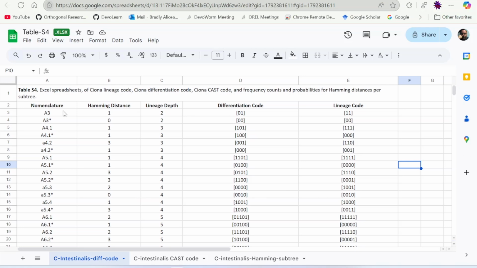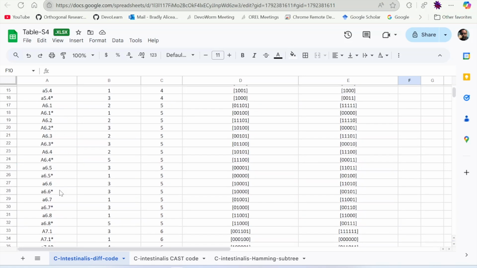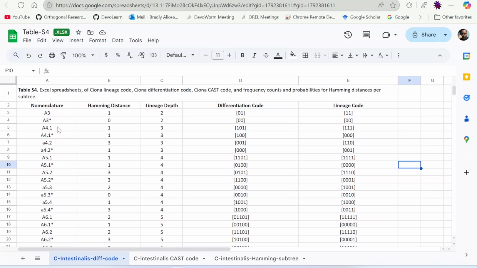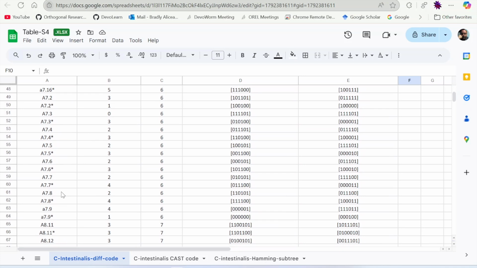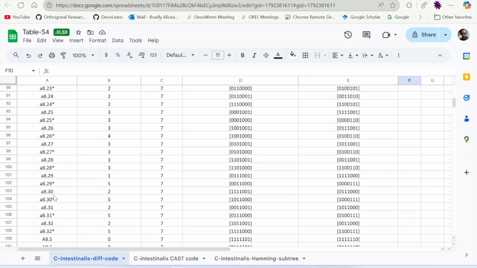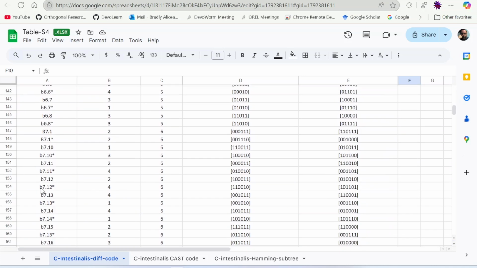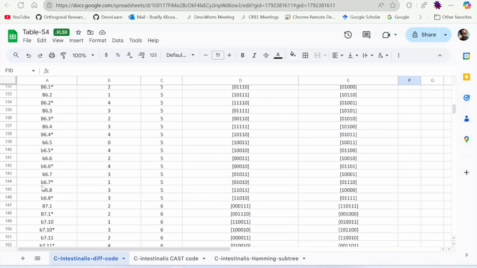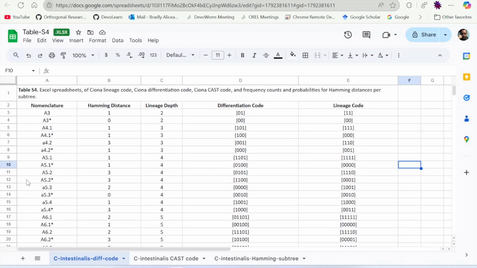So this is table S4 for Ciona intestinalis. As you can see, it has a nomenclature, and I can't remember what it's based on, but it's a little bit unwieldy unless you really know what you're doing. The point is that we can actually create a code for this, and if I were going to do this again, I think we'd probably add some other geometric cues to this, or you could even combine lineage code or differentiation code with other information.